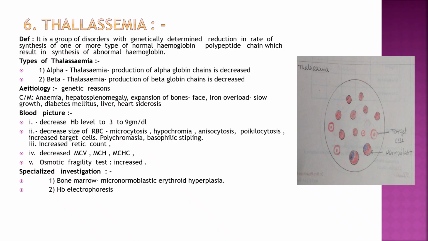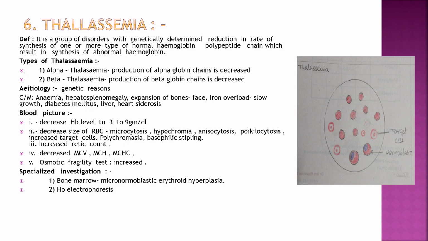Then there is microcytosis, that is RBC size is decreased, and hypochromia, RBCs are pale, that is hemoglobin concentration is decreased in the RBC. Because of size variation you can see anisocytosis, shape variation you can see poikilocytosis, and there are typically increased target cells. Target cells have double red color, one in the center and one at the periphery, and sometimes basophilic stippling, that is purple color granules, can be seen inside the RBCs.